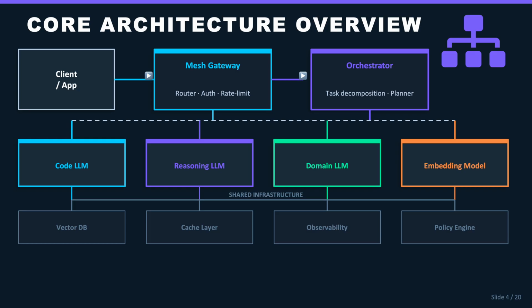All 4 nodes are backed by a shared infrastructure layer, comprising a vector database, a cache layer, an observability stack, and a policy engine that enforces compliance and routing rules. Every tier communicates over the same standardized API surface, making the whole system composable and replaceable at any node.